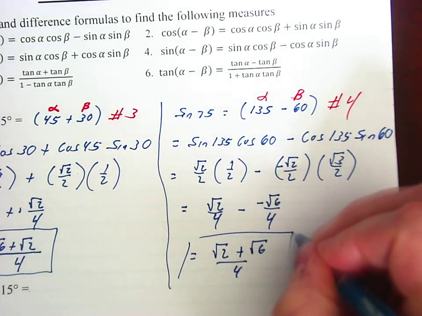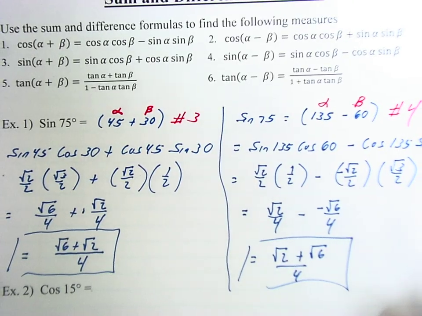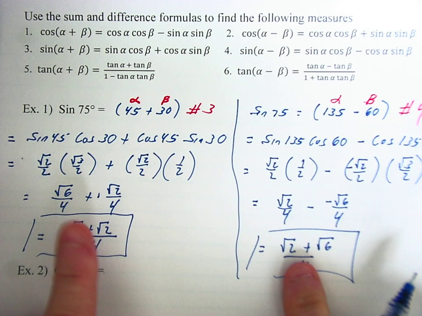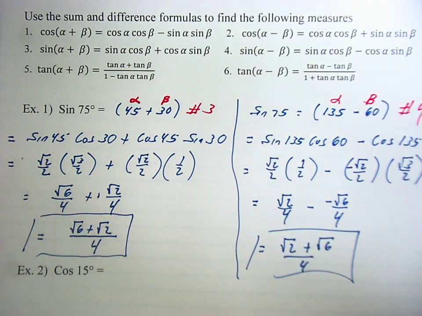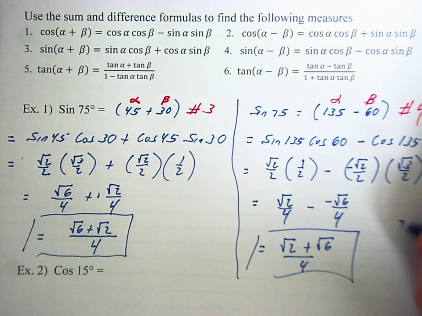Over 4, and that's your final answer. And if you notice, that is the same answer as this. They're not in the same order, but that's fine. Addition is what's called commutative. If I take 2 plus 3, that's the same as 3 plus 2.